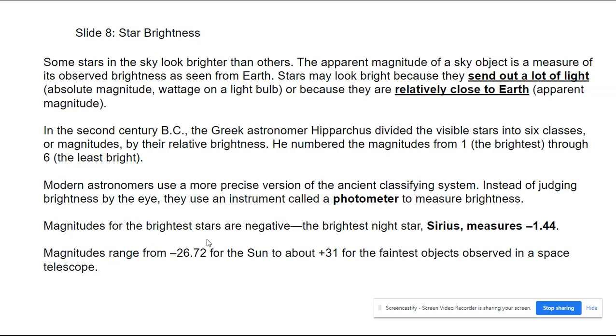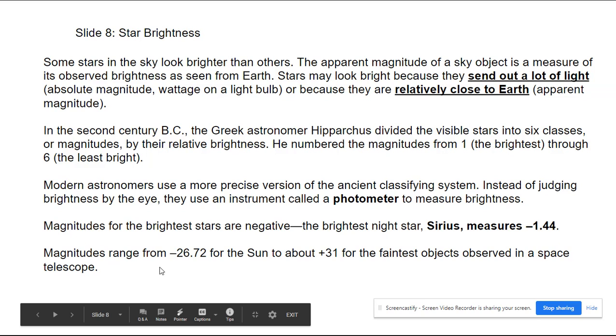Magnitudes for the brightest stars are negative, and so the brightest night star that we can see in the night sky is Sirius, which measures negative 1.44. Magnitudes range from negative 26.7, which is the sun, to about plus 31 for the faintest objects observed in a space telescope.